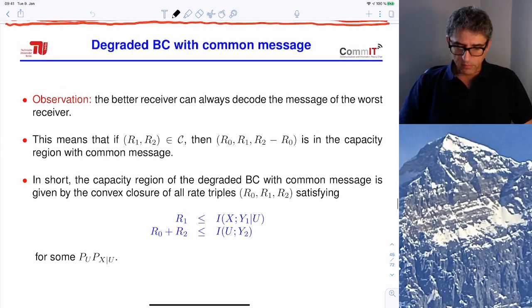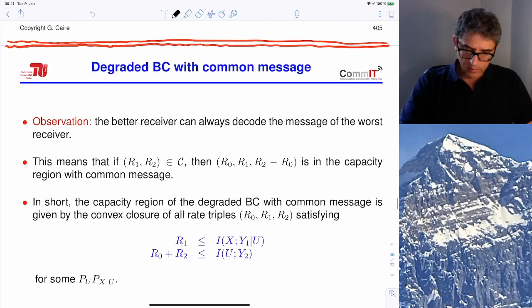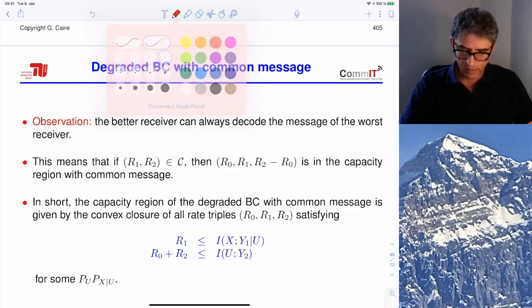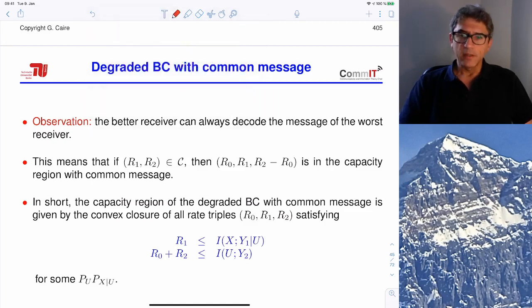Very well. So now we try to finish this chapter with a few last topics on broadcast channels and superposition coding.